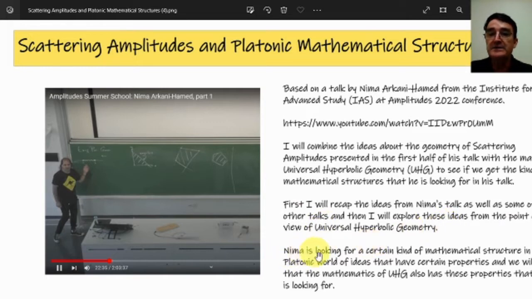So Nima is looking for a certain kind of mathematical structure in the Platonic world of ideas that has certain properties, and we will see that the mathematics of universal hyperbolic geometry, abbreviated UHG, also has these properties that he is looking for.